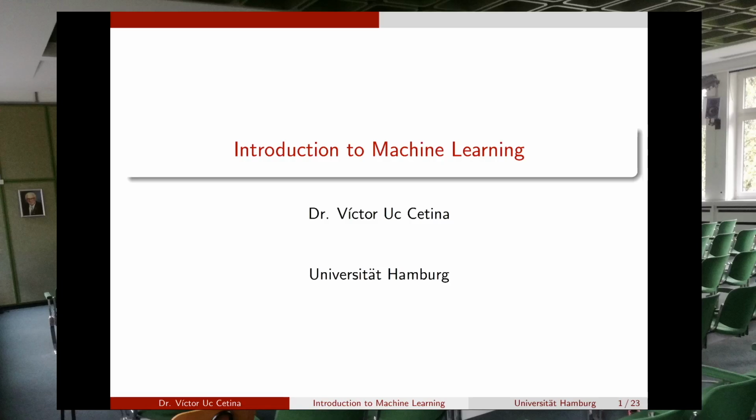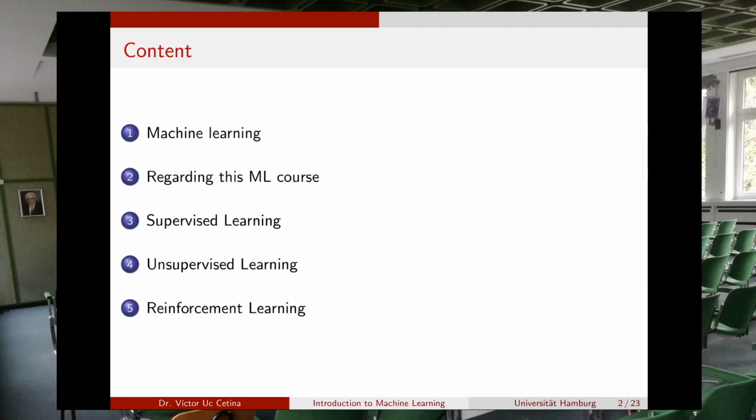In this presentation, I will give an introduction to the field of machine learning, and I will comment about the content of this course. So let's start. I will cover 5 specific points. First, I will tell you about machine learning and the main 3 different kinds of machine learning problems that we study. Then I will say something about our course, specifically what are the topics that we will cover. And then I will give a more technical introduction to the 3 different kinds of machine learning, which are supervised learning, unsupervised learning, and reinforcement learning.